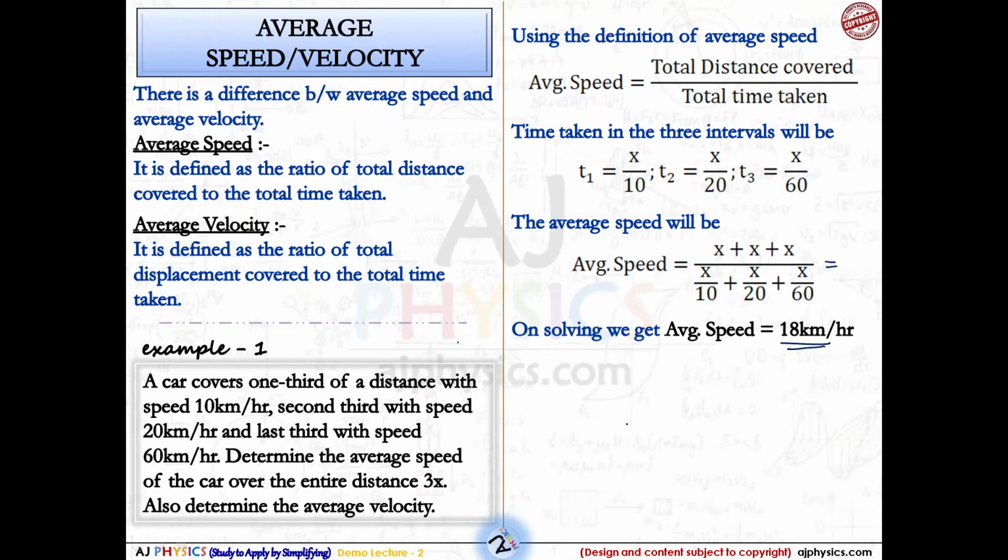Now, how to use vectors in this topic? In all the topics we have discussed earlier, I have already told you that vectors are the most important part of physics, and without vectors we can't proceed. So how can we use vectors in this topic, in this kinematics? First we'll try to discuss the average velocity.